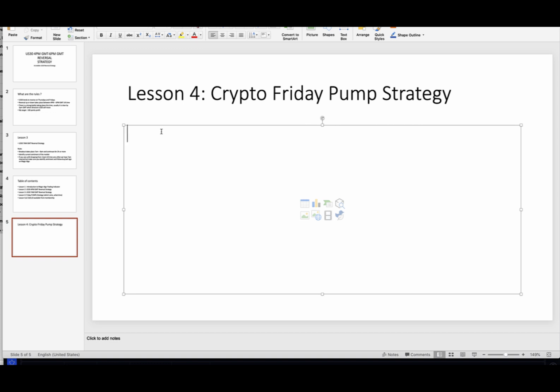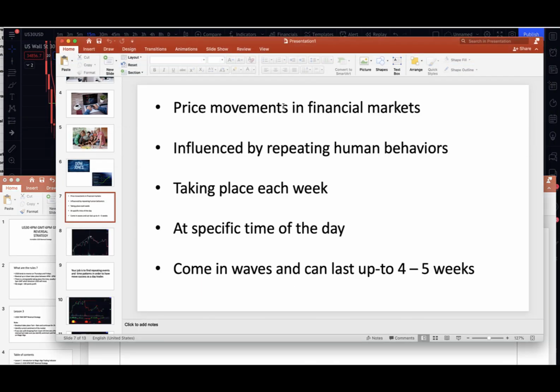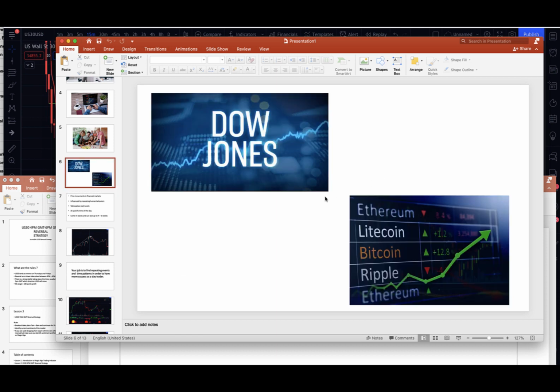Crypto Friday Pump strategy. I would like to make you aware of something here. Price movements in financial markets are influenced by repeating human behaviors, taking place each week at a specific time of the day. They come in waves and can last up to 4 to 5 weeks. What it means is that there are certain events in crypto that keep on repeating. And one of these events is the pump on Friday.